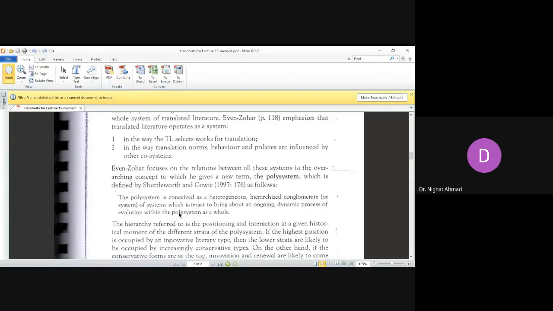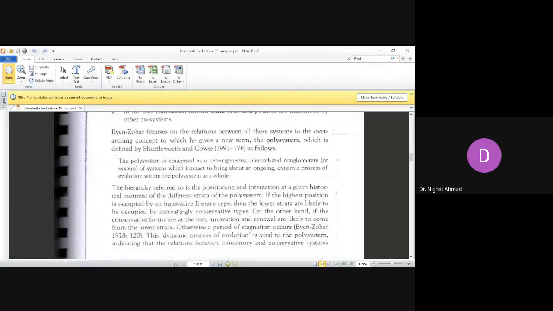And this he gives the name polysystem. Okay, so this was defined by Shuttleworth and Cowie later on, and I'm going to quote: the polysystem is conceived as a heterogeneous, hierarchized conglomerate or a system which interacts to bring about an ongoing dynamic process of evolution within the polysystem as a whole.